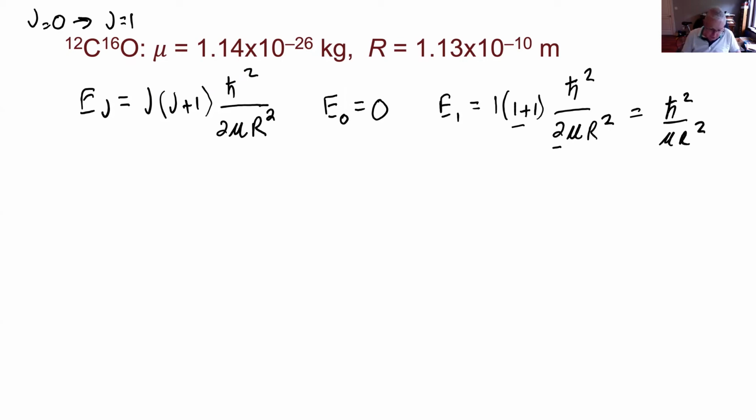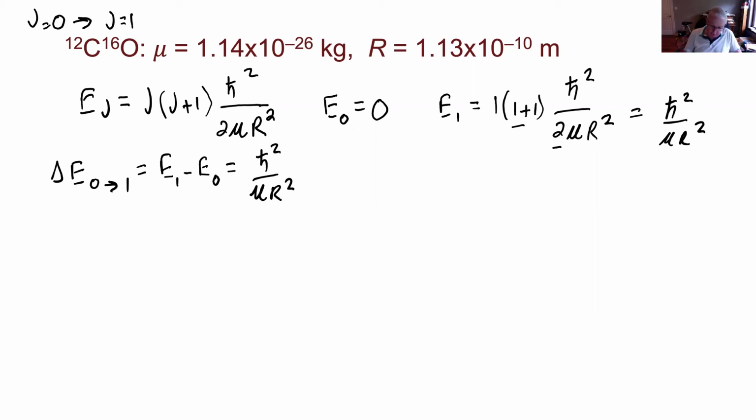And so delta E for going from 0 to 1 is just the difference in those things. So I'll say E1 minus E0. And in this case, that's just equal to E1, so it's equal to h bar squared over mu R squared. All right, so that's the energy. What I actually want is a wavelength that goes with that energy, right?